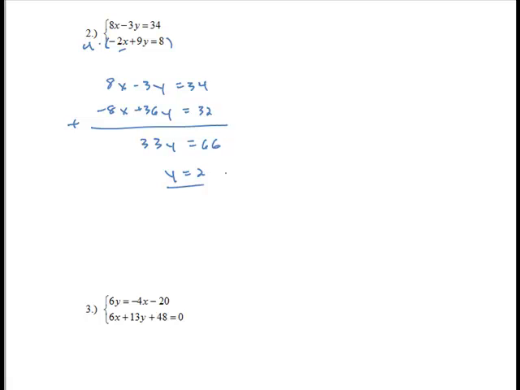Now take this value and substitute it back into one of the original equations. If I substitute it back into the second, negative 2x plus 9 times 2 is equal to 8. Then all I have to do is solve for x. X works out to be 5. So once again, the solution to this system, the point (5, 2). One point of intersection, one solution to the system.